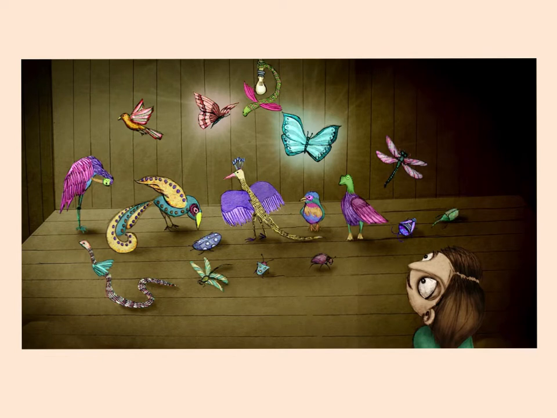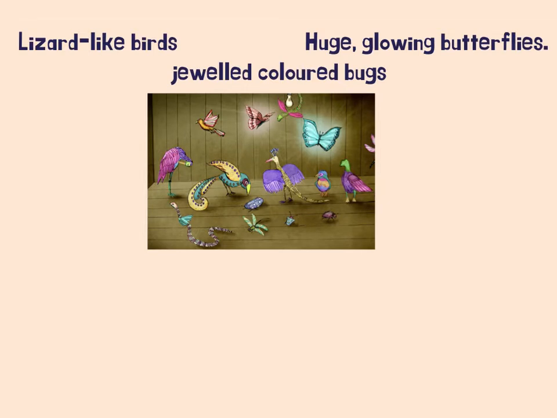So, were you able to hear the 3 descriptions that the author used? Write those down, and then I'm going to hit onto the next page, and there they are going to be. So, lizard-like birds, jewelled-coloured bugs, and huge glowing butterflies. So these are the 3 descriptions that they give about the creatures in the picture.